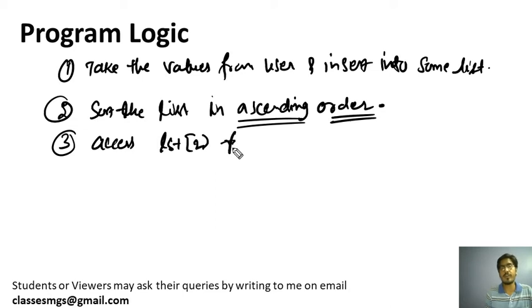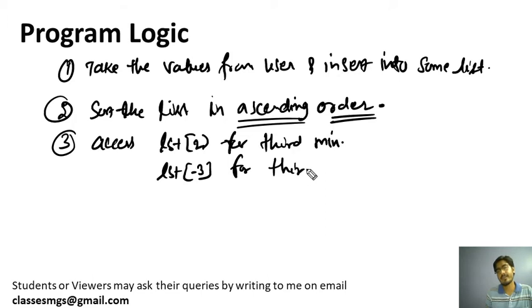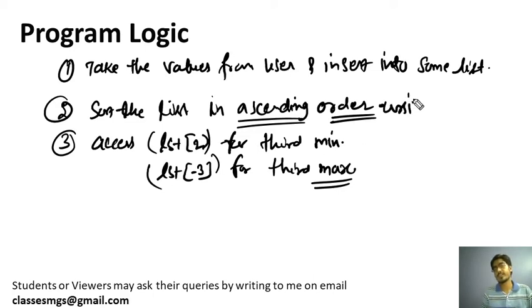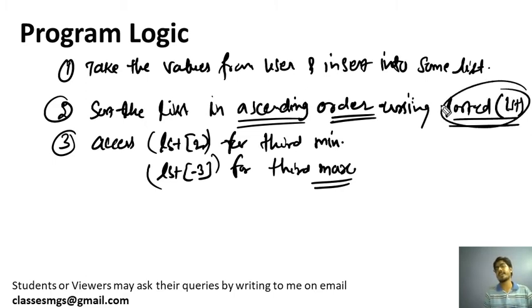Then access lst[2] for the third minimum, and lst[-3] for the third maximum. That's all. Print these values and here it is. Ascending order using which method? Sorted method, and you will pass this list here. So this is the Python method that will sort the list.